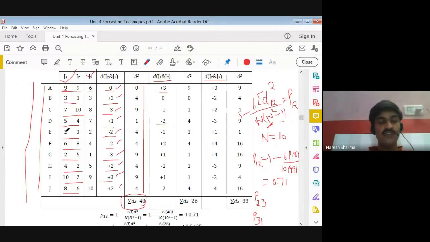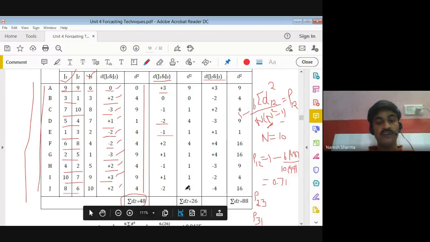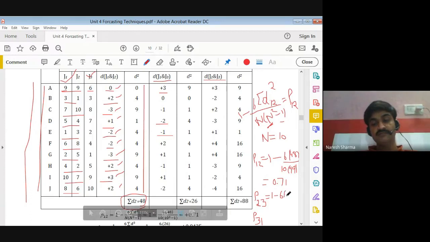1 minus 2 is minus 1, and like this way, and then you can just square these values, that is 9, 0, 1, 4, 1, 4, 1, 1, 1, 4. And you just add this, that is 26. So just put in the formula, instead of your 48, we just need to write here 26, and we can get this one like this.